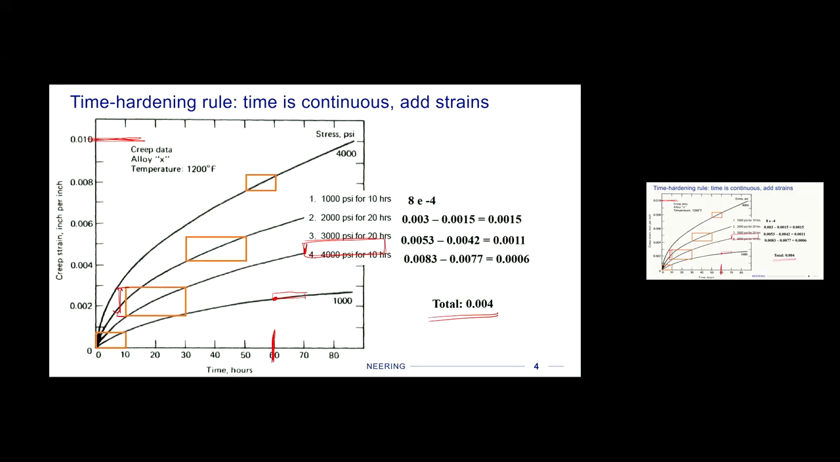And so it's hard to say whether we would actually reach some maximum creep strain if we had multiple repeated mission cycles here. We would need more data beyond the 80 hours in order to see that.